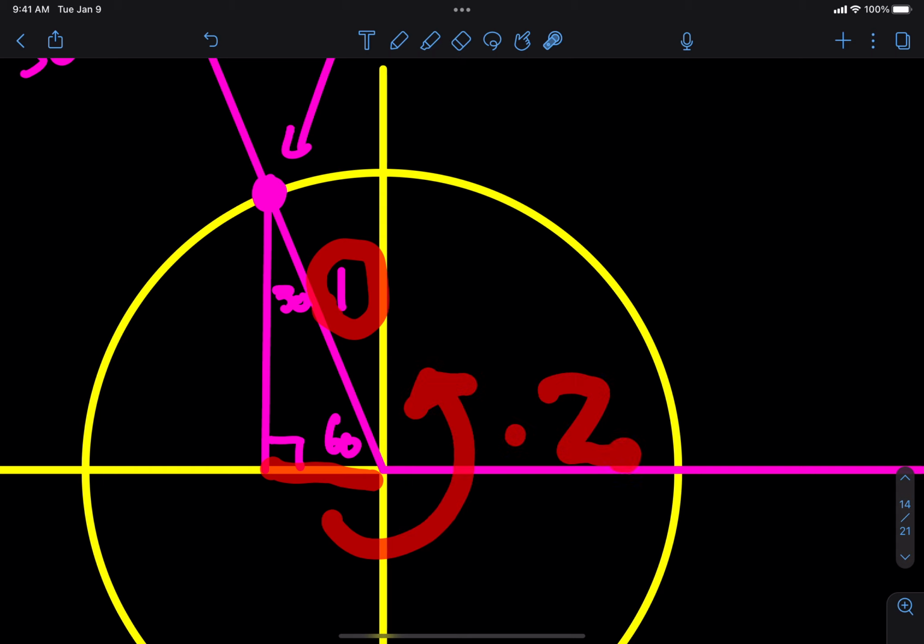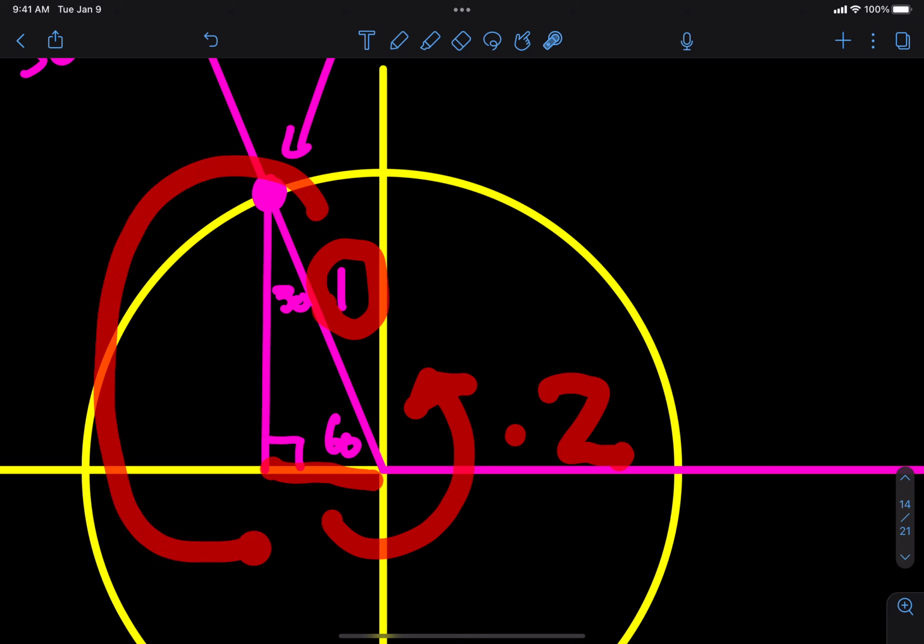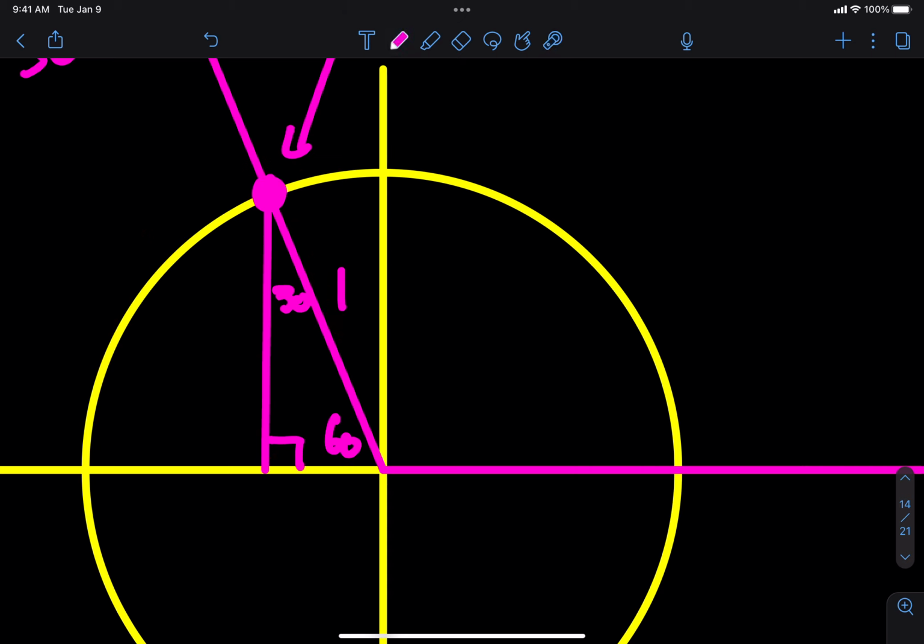But of course, if we want to go in the other direction, what should we do? Not multiply by 2, but divide by 2. Okay? So that's how we do the special right triangles. So in this case, this length here is going to be 1/2. And how about this length? How do I do that one?